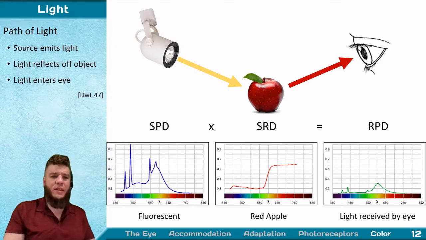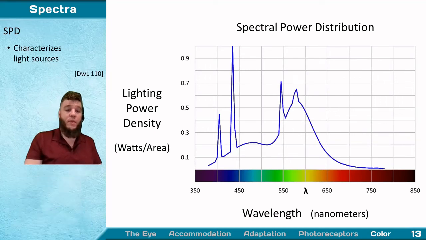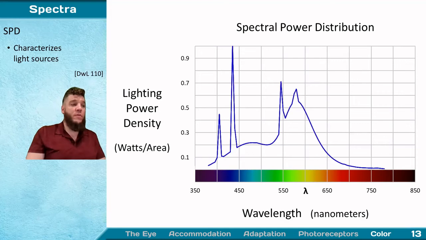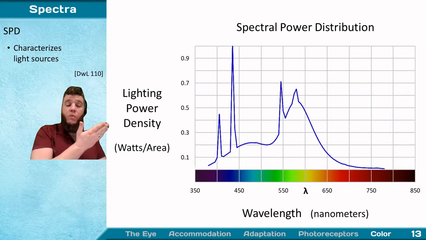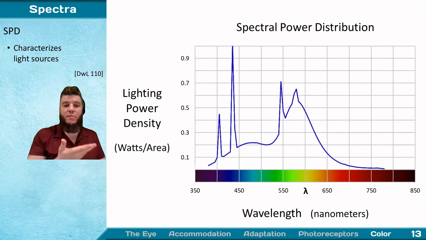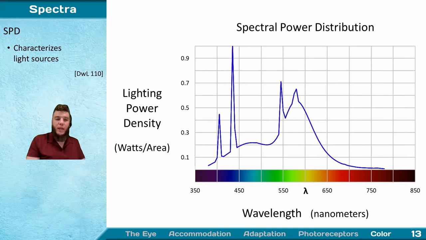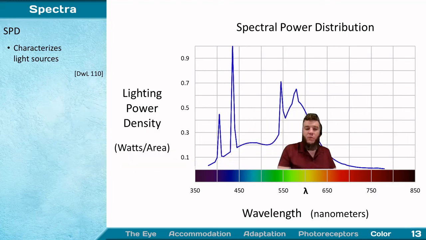So let's take a look at those things in a little more detail here, starting with the spectral power distribution. The first element of this plot I want to point out is the y-axis, which is the lighting power density. This is typically measured in watts per area, or often microwatts per area. And it's showing you how much light you have at each wavelength across the visible range, which is what we have on the x-axis. And so this is the visible wavelength.